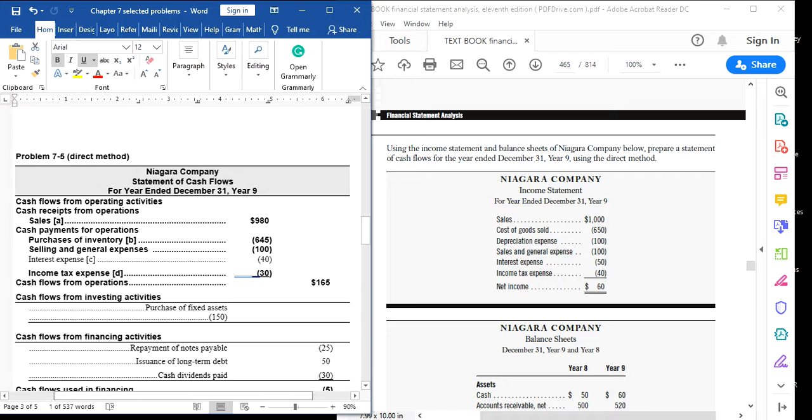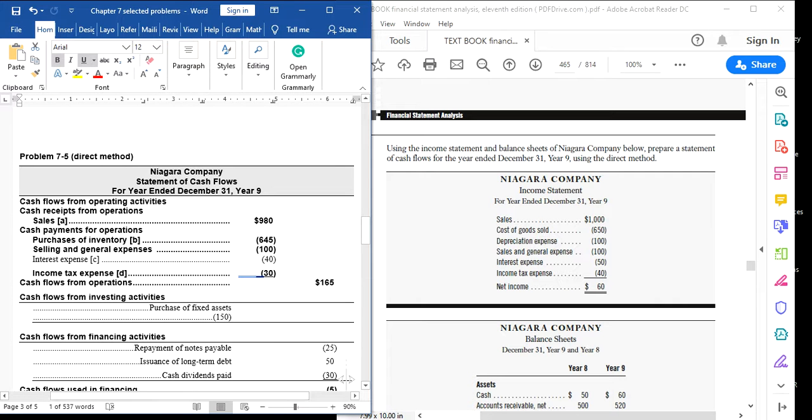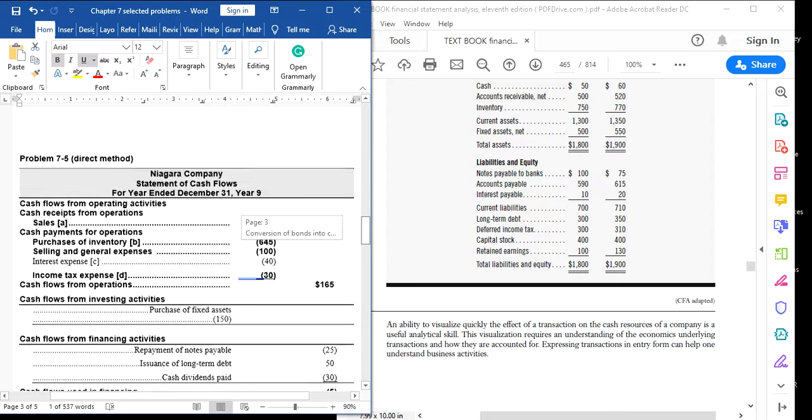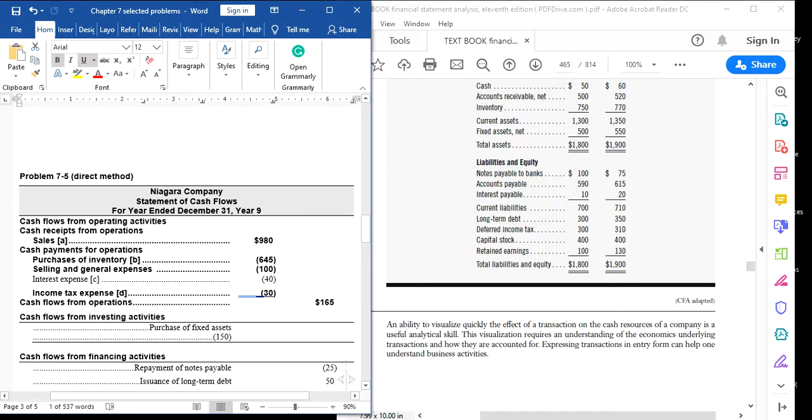So it's here, it's over here, and now sales are given, cost of goods sold, and the rest of the stuff are given here. The thing is important to know how we calculate, okay, where these numbers have been obtained. So we follow the same structure. We start from the cash flows from operating activities.